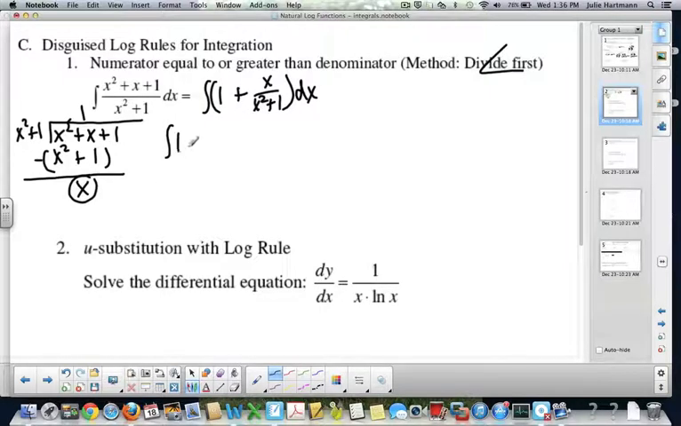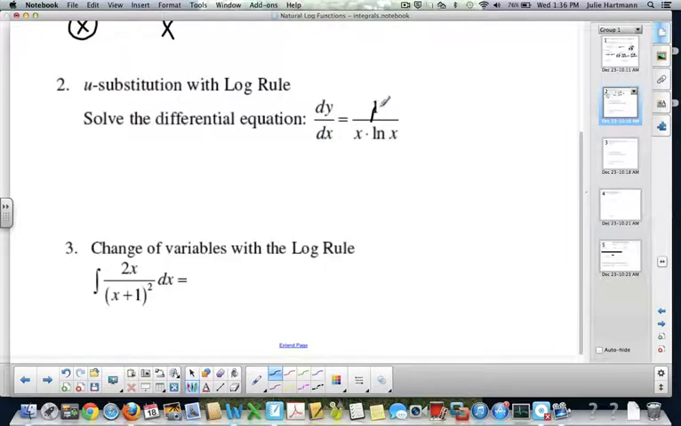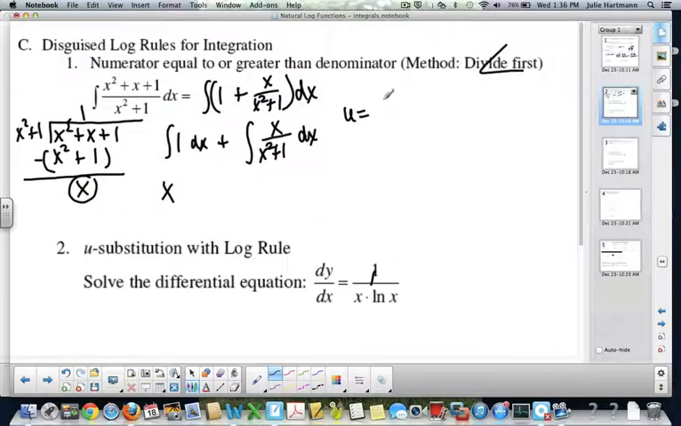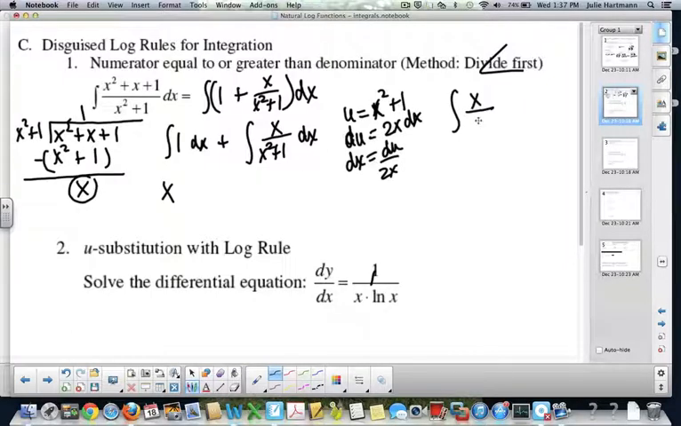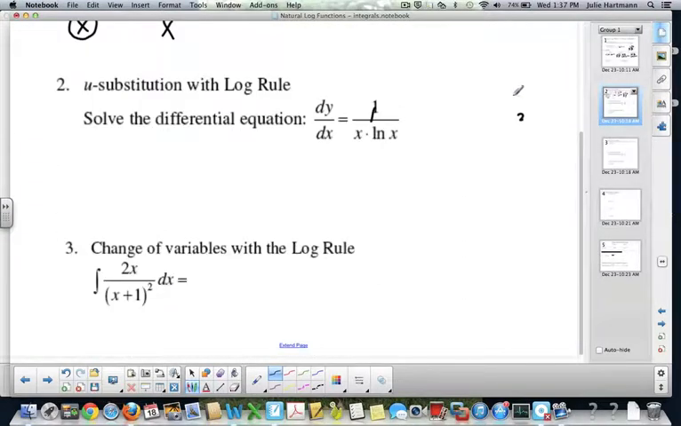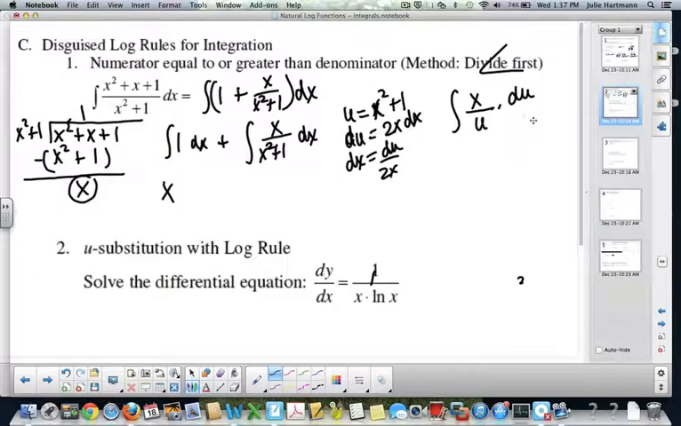Okay, so to integrate from here, you get the integral of 1 dx plus the integral of x over x squared plus 1. So the integral of 1 is just x. Here you're going to use u substitution. U is equal to x squared plus 1. So du is 2x dx. So dx is du over 2x. So you have the integral of x over u times du over 2x.